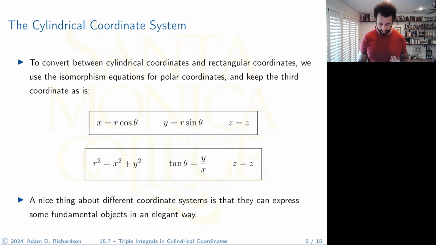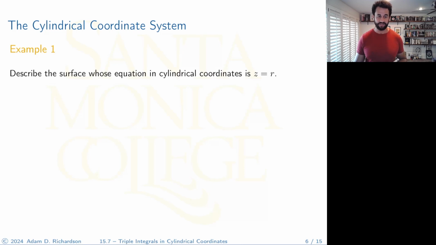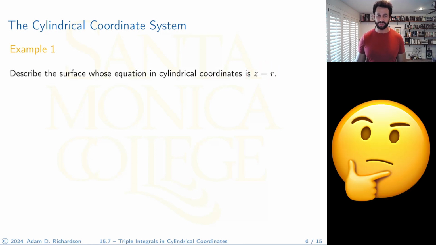And a nice thing about different coordinate systems, as we saw before when we were doing polar coordinates, is that they can express some fundamental objects in very concise and elegant ways. We're going to see that in this example right now. I definitely want you to try this one on your own. I want you to try to describe the surface, precisely describe the surface, whose equation in cylindrical coordinates is z equals r. All right? So think about this for a minute.